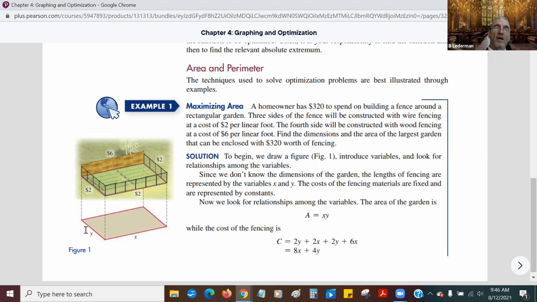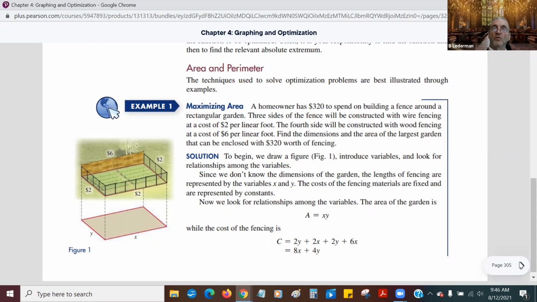Why is that? Because this length Y costs $2 per foot. That X costs $2 per foot. That Y over there costs $2 per foot. But this X over here is made out of wood, so it's $6 per foot. So in total, it winds up being 8X plus 4Y. So the cost is 8X plus 4Y, and the cost has to be $320. So we want the area XY to be a maximum, and the cost has to be specifically $320.